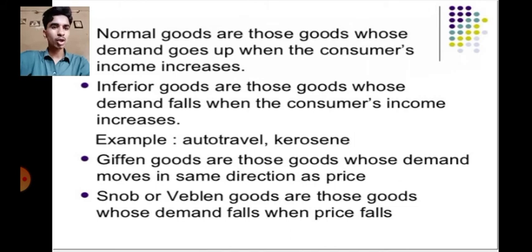Normal goods are those goods whose demand goes up when the consumer's income increases. Inferior goods are those goods whose demand falls when the consumer's income increases. Example, auto travel, kerosene. Giffen goods are those goods whose demand moves in the same direction as price. Snob or Veblen goods are those goods whose demand falls when price falls.